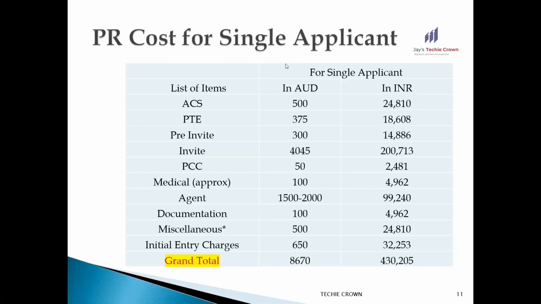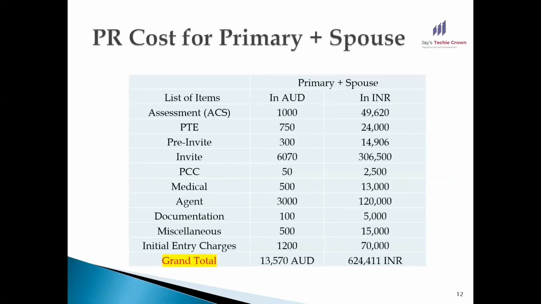which may come around 430,000 rupees in INR. And in case of primary plus spouse, this is the total charge. So the grand total may come to almost 13,570. The increase in charge will be for ACS.